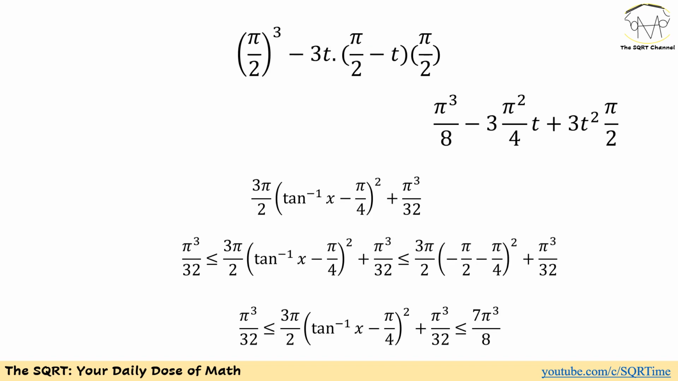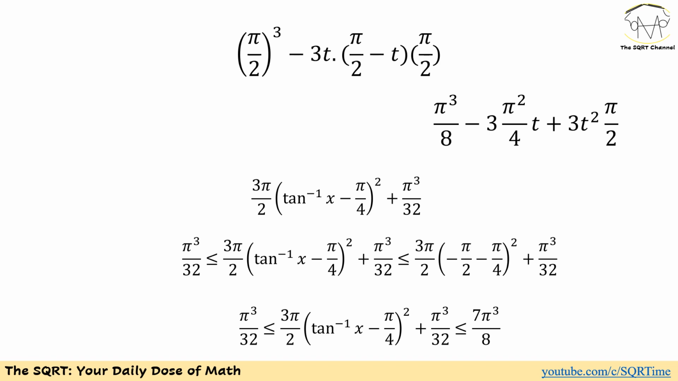Now I'm going to apply some more algebraic manipulations. Here we have pi over 2 to the power of 3 minus 3 times t times pi over 2 minus t times pi over 2. In the original problem, they said that the whole expression is k times pi cube. Now we need to find somehow the values that we can get for k.